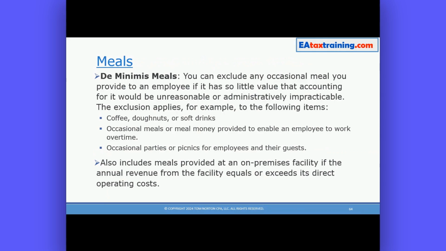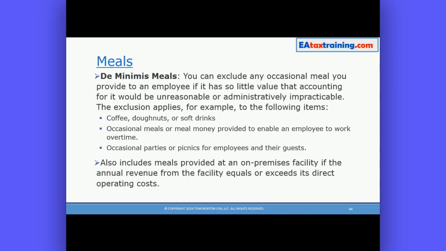And then occasional parties or picnics for employees and their guests. So you're having a nice little picnic for your employees and their families. And obviously that costs money. You can exclude that from the employee's income. You can also exclude meals provided at an on-premises facility, such as a cafeteria, if the annual revenue from that facility equals or exceeds its direct operating costs. In other words, if that cafeteria is at least breaking even or making money, then if you are providing employees with meals there occasionally, you can exclude those as well.